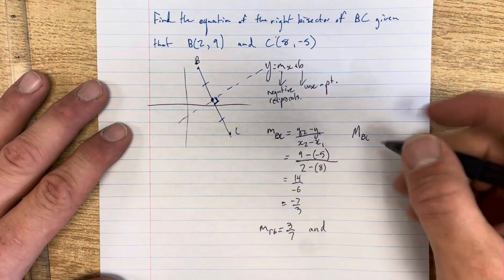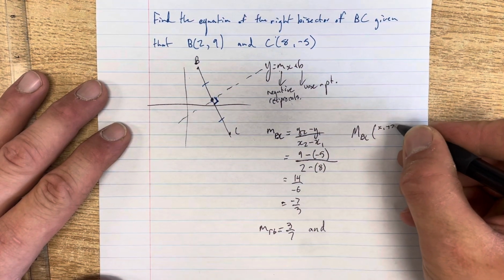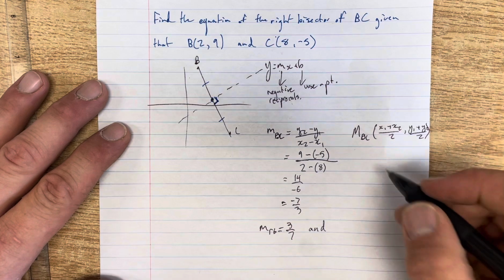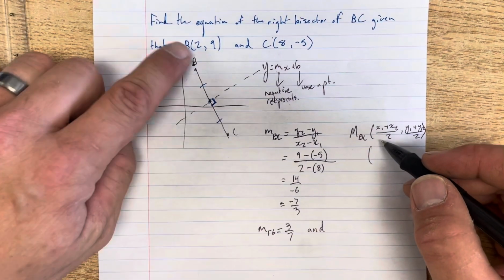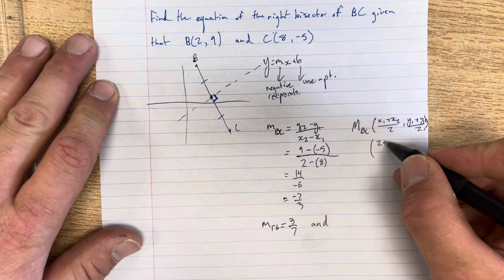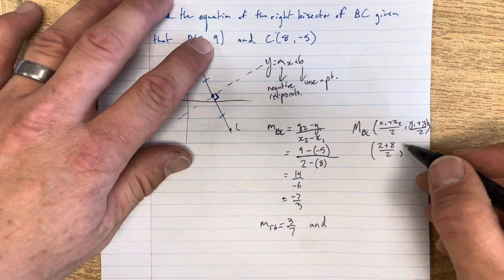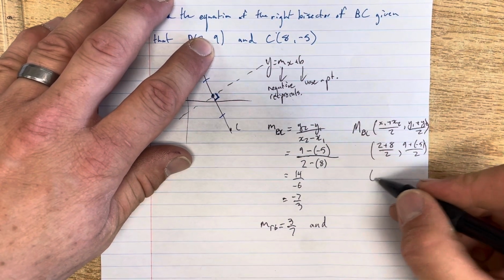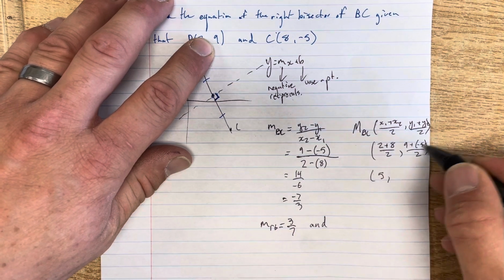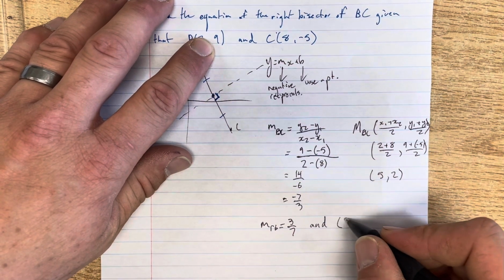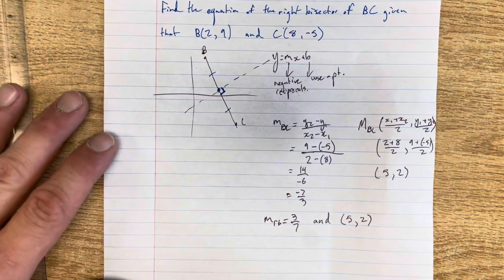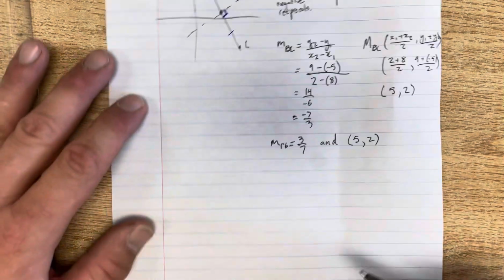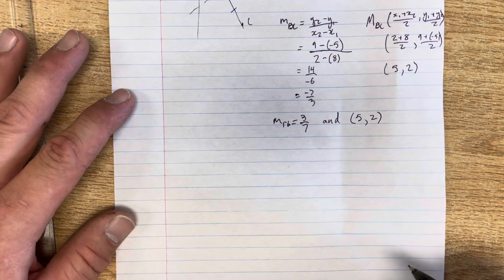So the midpoint of BC is found using our formula x1 plus x2 over 2 and y1 plus y2 over 2. So we'll just add up our x's and y's. So we have 2 plus 8 over 2. And we have 9 plus negative 5 over 2. This is going to simplify a little bit further to 10 over 2 or 5, and 4 over 2 or 2. So that'll be the point that we're going to use when we go ahead and find the equation. We've now got our slope, which gives us our negative reciprocal, and our midpoint, which gives us a place to go through. So we can either go back to y equals mx plus b or the point slope formula.